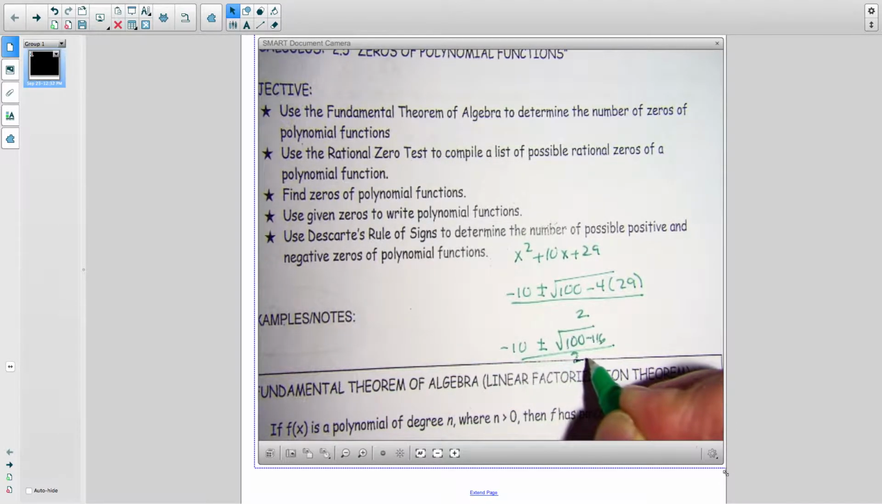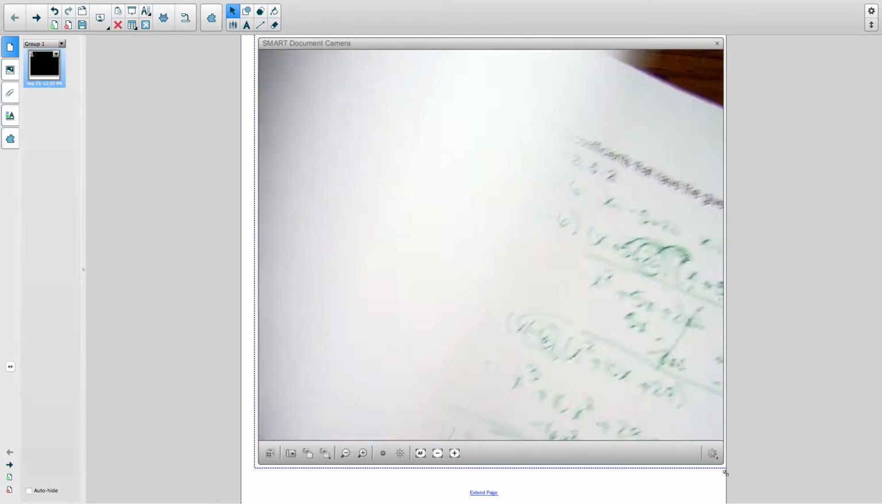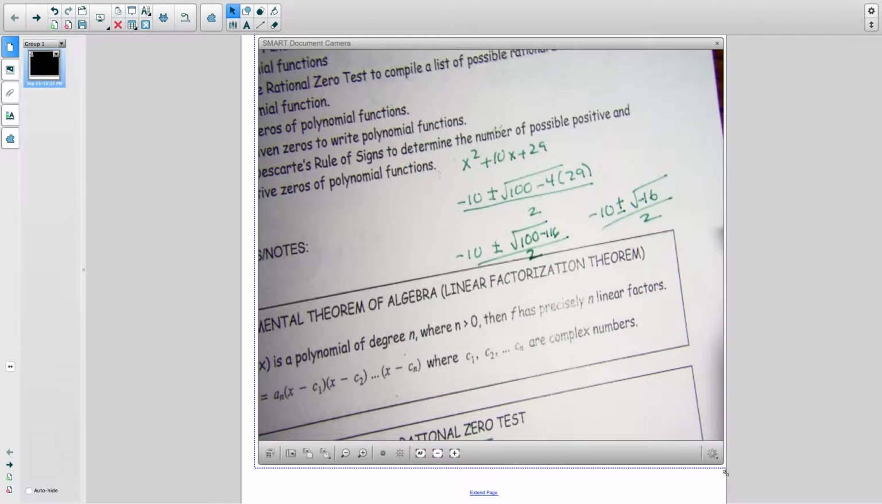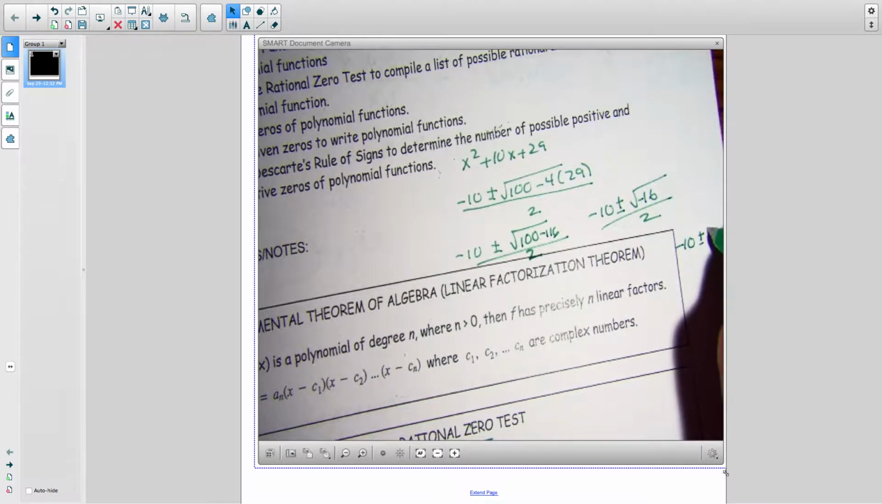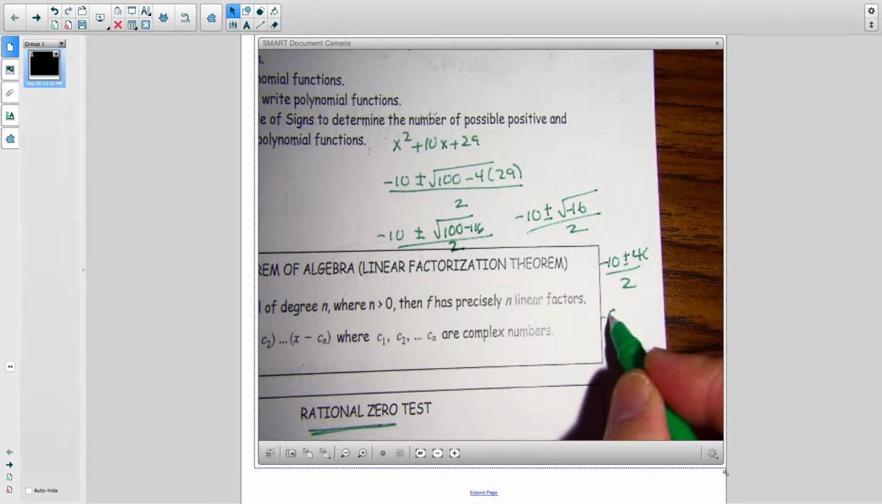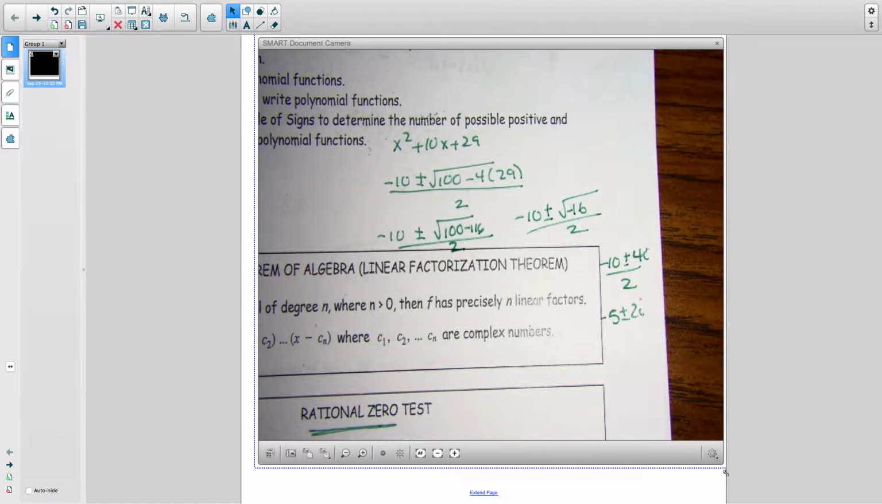Is that right? So we get negative 10 plus or minus the square root of negative 16, all over 2. So negative 10 plus or minus 4i divided by 2, and everything gets divided by 2, so there's your negative 5 plus or minus 2i. Okay?